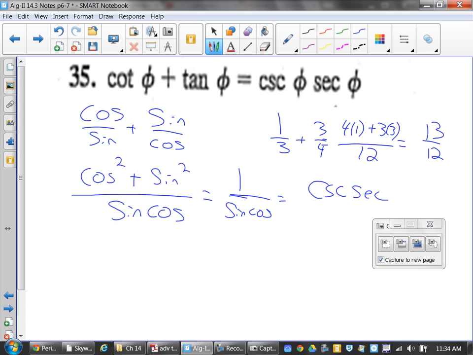That's a little bit of the trick. When you see something that starts with addition and ends in multiplication, it means you're usually going to be working with the common denominator to flip things around. Okay.